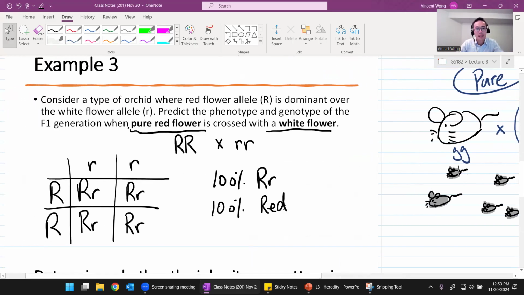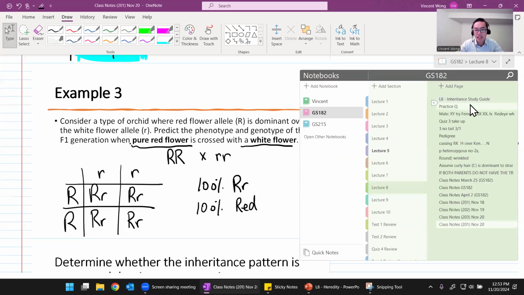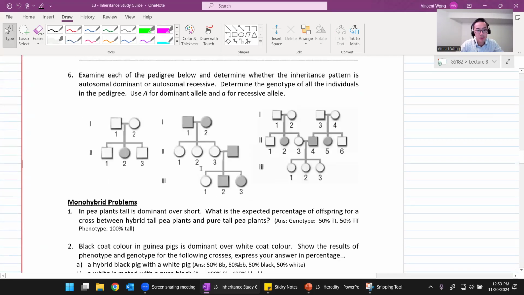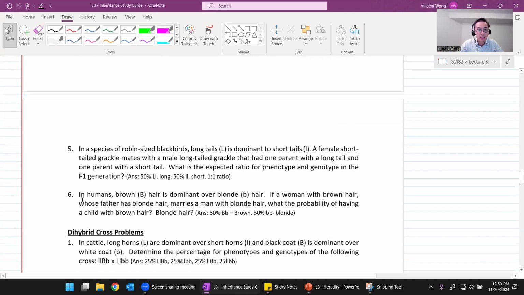All right, that's all the examples for these. They are called monohybrid questions because we are only tracking one trait at a time. In the study guide, which by the way I think I already posted the answers, there are more monohybrid problems for you to try. There's the solution where I work it all out for you. So if you're stuck, you can look at it and see how it's done.